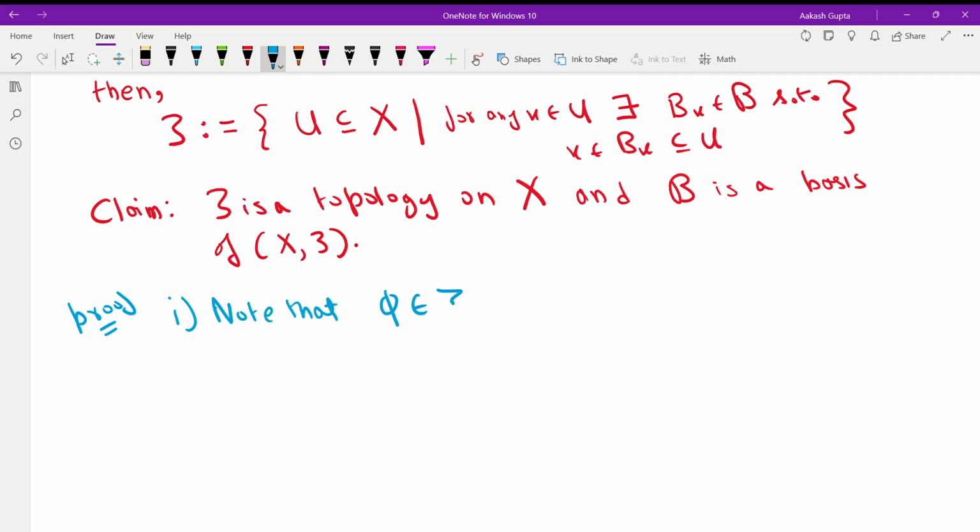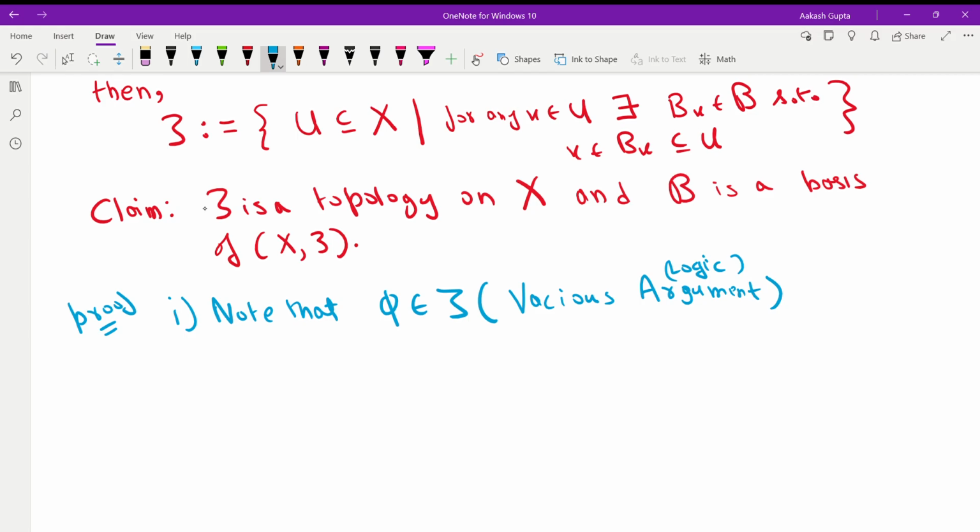Note that phi belongs to tau. Why, guys? This kind of argument we have done many times. What is the condition? If you take a point inside a set, and phi doesn't have any point, then naturally that condition would be vacuously true. That is called vacuous logic. I have discussed it before also.